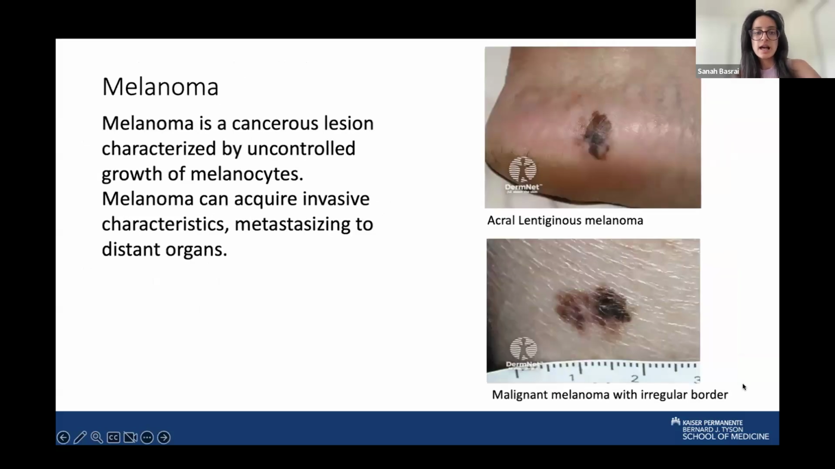Next slide, please. And then melanoma itself, this is a cancerous lesion that's defined by uncontrolled growth of melanocytes. And melanoma is divided into many different types of melanomas, but there's a particular type of melanoma that presents more frequently in skin of color that we'll get into in the next couple of slides.